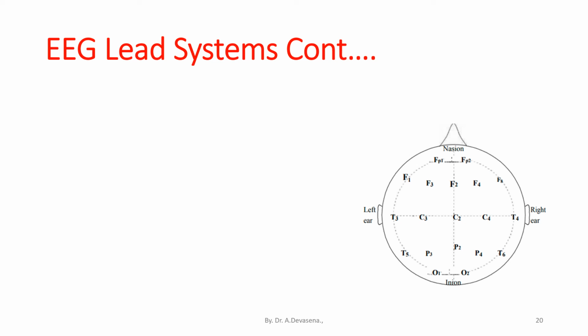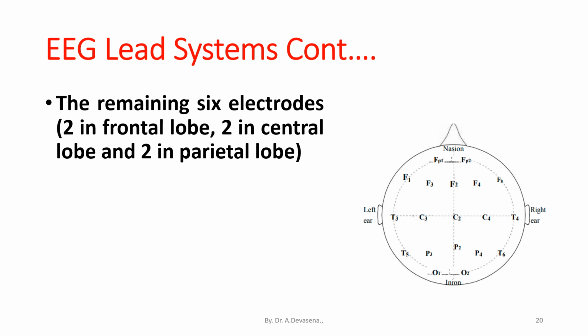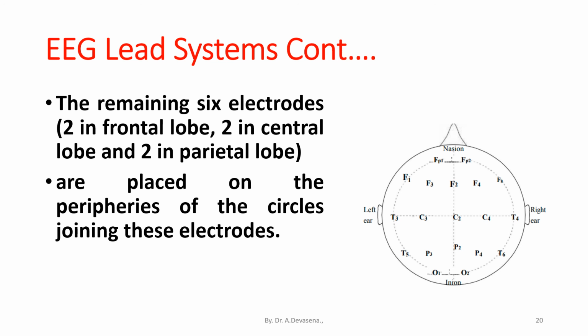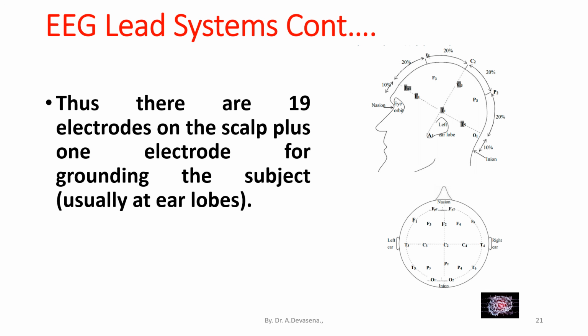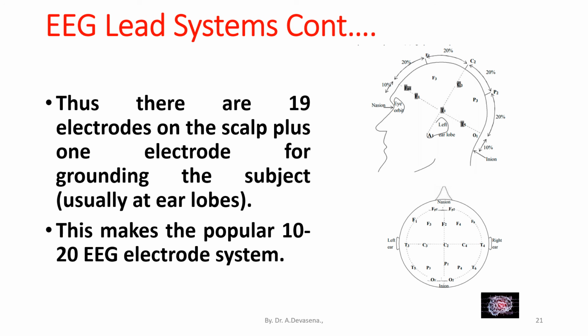The remaining six electrodes, that is, two in the frontal lobe, two in the central lobe, and two in the parietal lobe, are placed on the peripheries of the circles joining these electrodes. Thus, there are 19 electrodes on the scalp plus one electrode for grounding the subject, usually at the earlobes. This makes the popular 10-20 EEG electrode system.